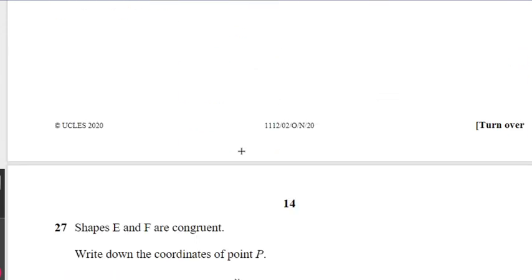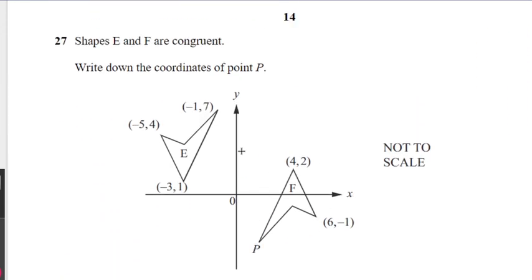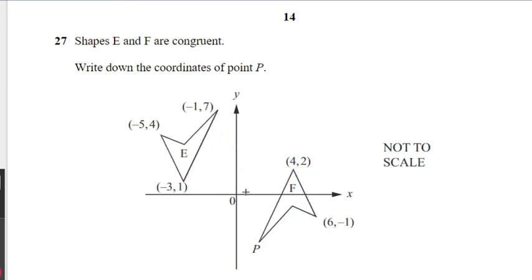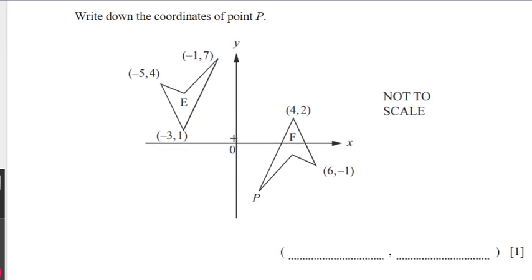Okay, move on. 27. Okay, this is a bit tricky here. Shapes E and F are congruent. So this is what I said, the shapes are still the same. Okay, but then one is upside down. So it's rotated already, but this is still congruent. Write down the coordinates of P. All right, look at this.